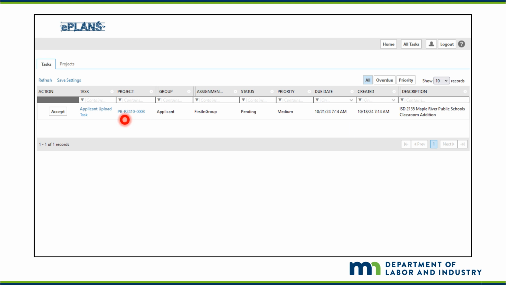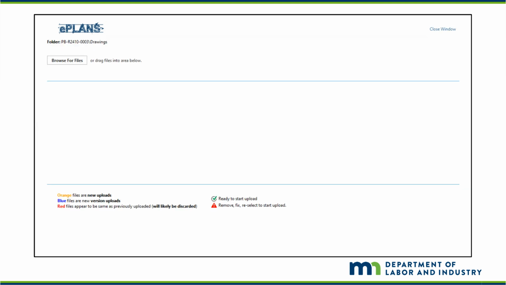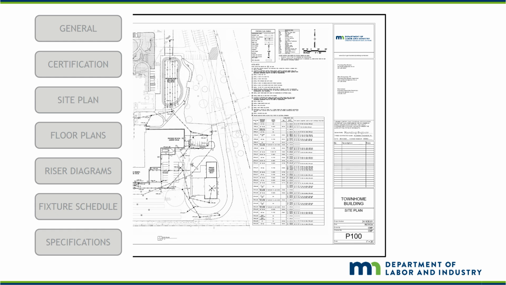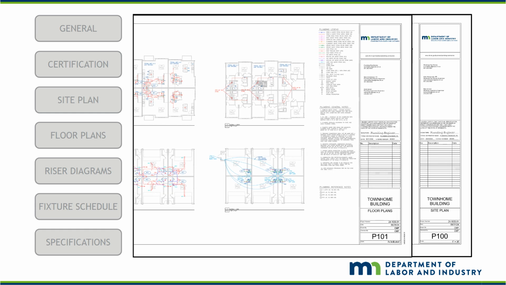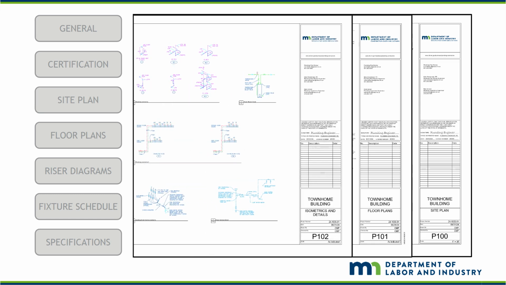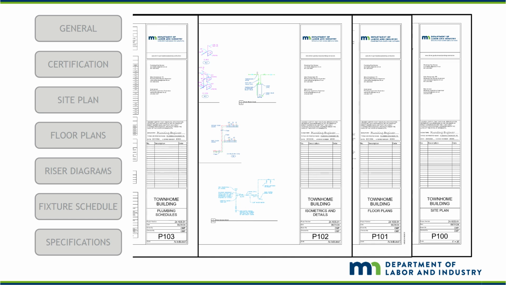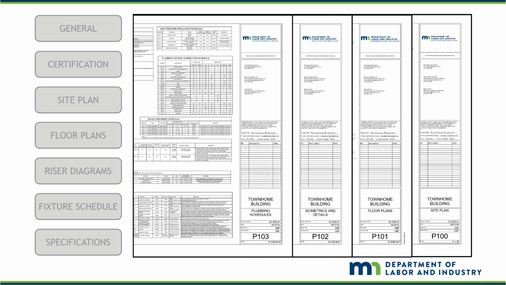Click on Accept to proceed to the uploading project files. Click on Browse for Files. This slide will outline the requirements for the drawings and specifications for each plumbing plan review submittal. If drawings are not in compliance with these requirements, it could delay the amount of time needed for a plan review because additional information might be requested.